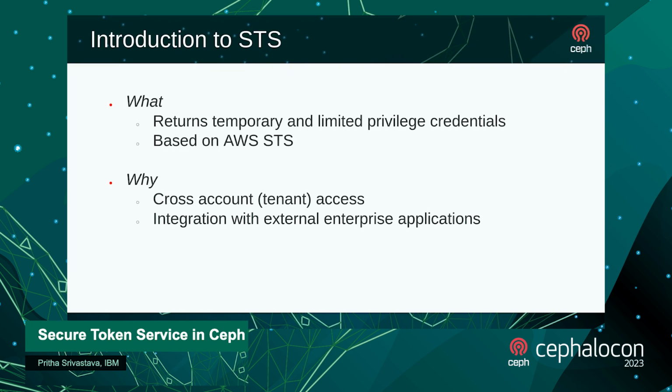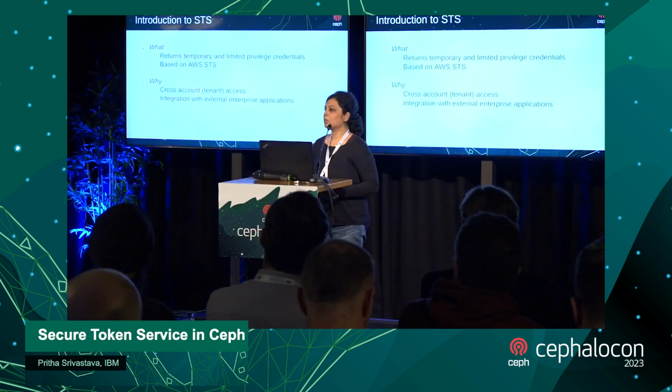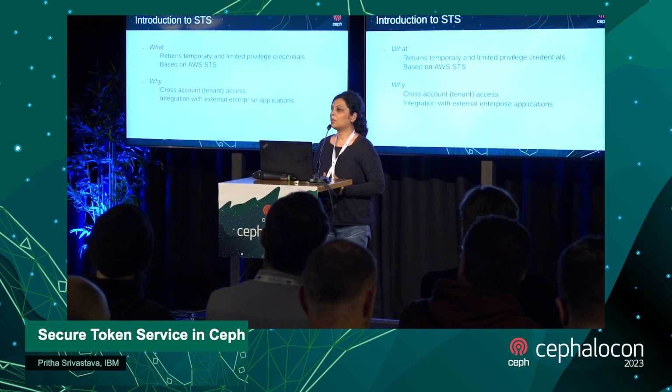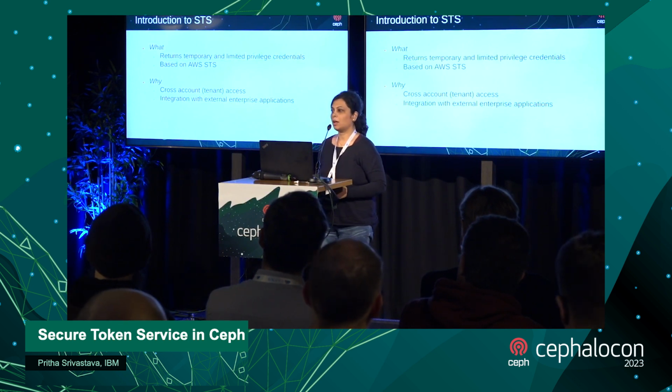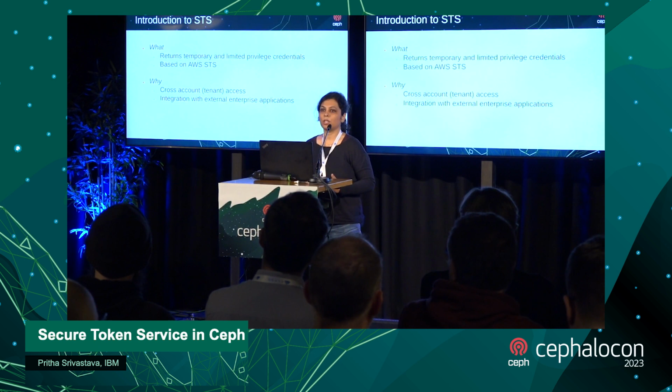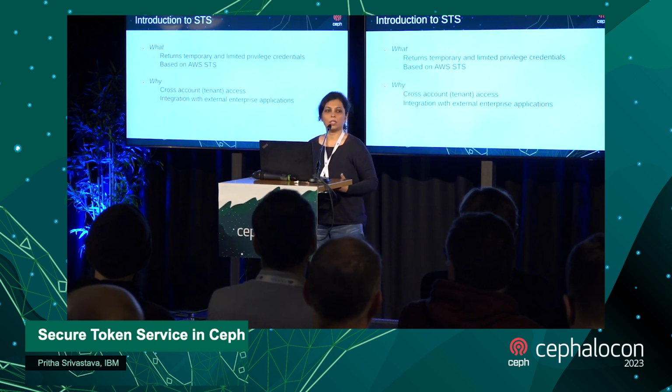So what is STS? It is a set of APIs that return credentials that are temporary and limited privilege in nature, and it is based on AWS STS. So why is STS needed? It provides cross-account access, and it also aids in the integration of external applications which have a large number of users, and they do not want to own permanent S3 credentials. So they can use STS to get temporary credentials and access S3 resources in RGW.